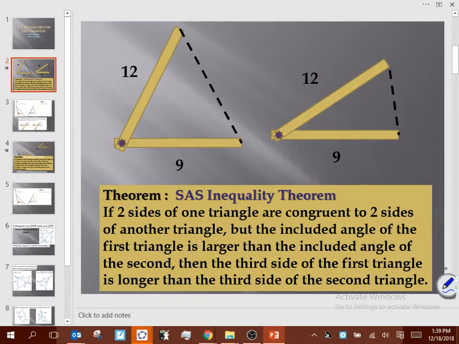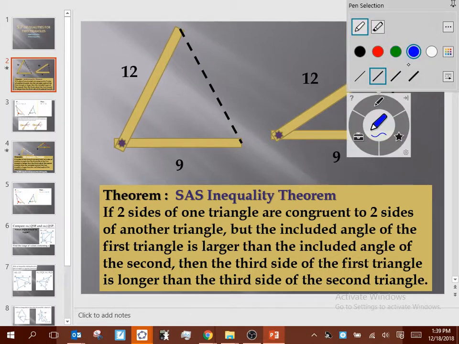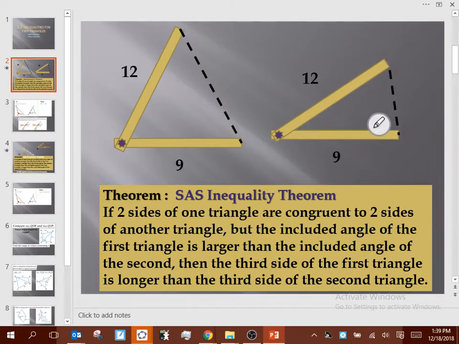What I want you to understand, and I need you to know, we've already had SSS and SAS, right? But those were for congruency, right? So now, whenever you say SSS, you have to attach to that: is it inequality or is it congruence? Does that make sense? Okay.